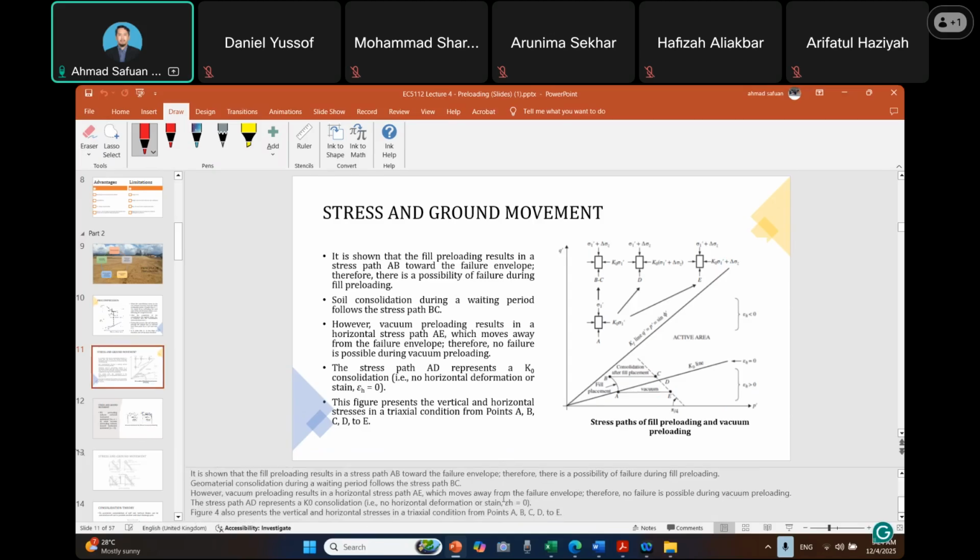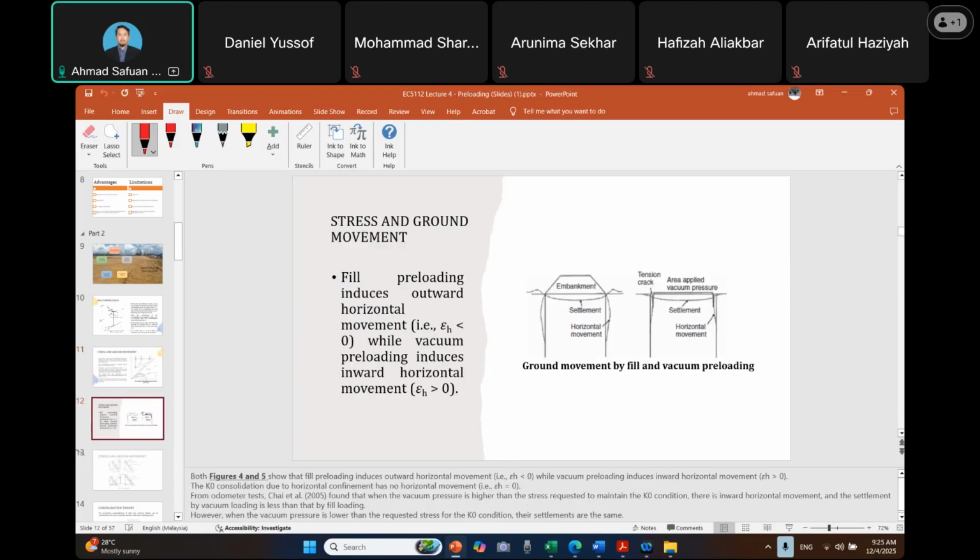Okay, so this is what has been discussed here in the slide. Okay. So then, stress and ground movement.